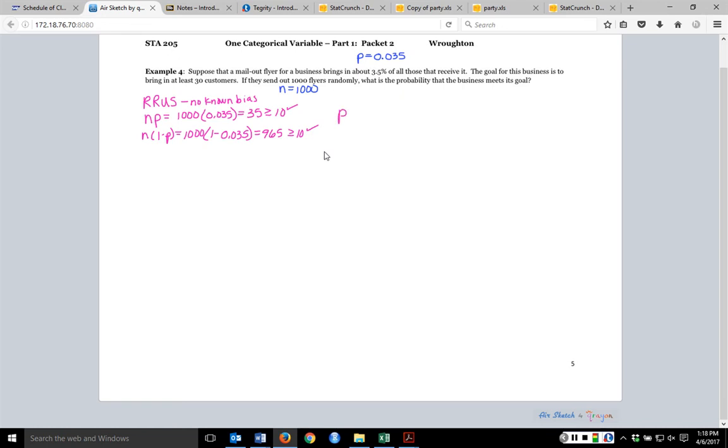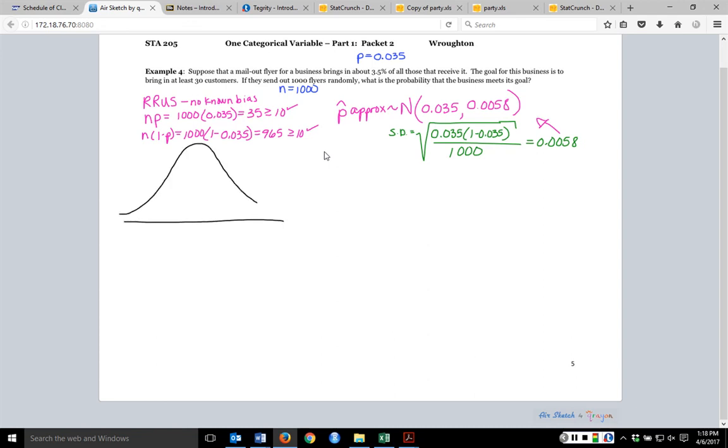Since our conditions are met, I can say that my p hat will be approximately normally distributed at the mean of p, which is our 0.035. And then I need to find my standard deviation here. I'm doing the math here. We should get 0.0058. So that number is going to go up here to be our standard deviation. Now the main reason why I did that was so that I can draw my picture to help me understand what's going on here. Figure out what probability am I really trying to find.